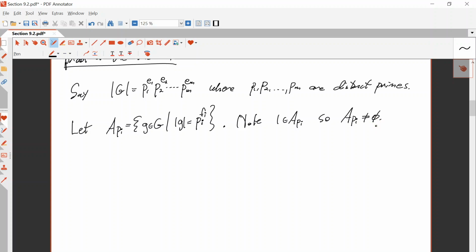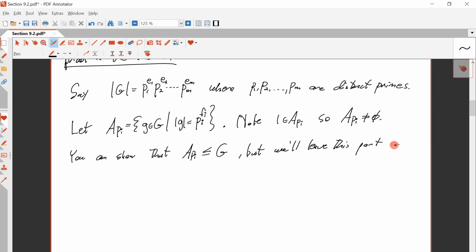It's actually going to be a subgroup. You can show that A sub pi is a subgroup of G, but we'll leave this part out. That's something that we've done many times, showing things are subgroups and things within abelian groups are subgroups. So it's kind of old hat at this point.